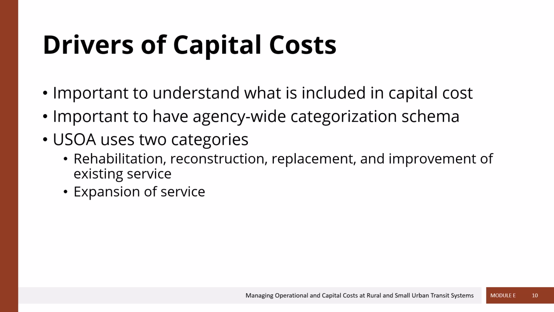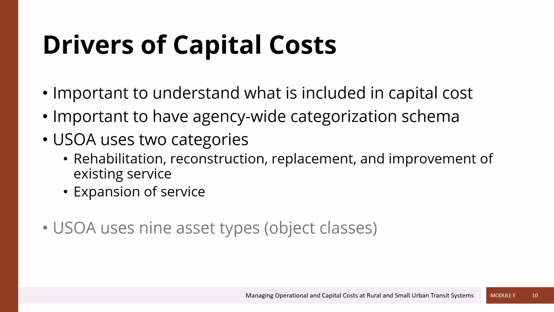The 2 categories in the USOA basically can be boiled down to existing service or expanding service. And you can see the first bullet point here is rehabilitation, reconstruction, replacement, and improvement of existing service. So this would be any sort of capital expenditure where you're trying to rehabilitate, improve, replace capital assets to support your existing service. Now, if you're trying to build a new route, maybe a new BRT line, or are buying new buses to expand your service, for instance, that is an expansion of service capital cost.